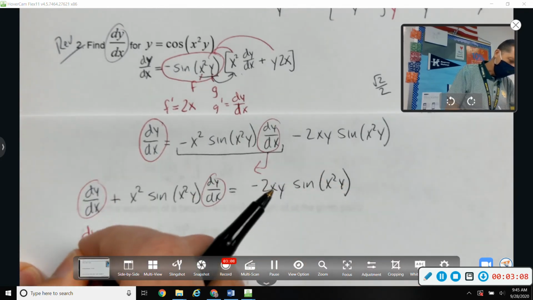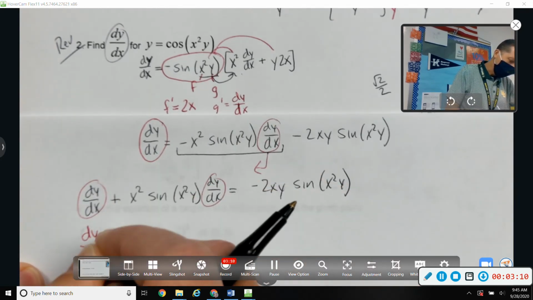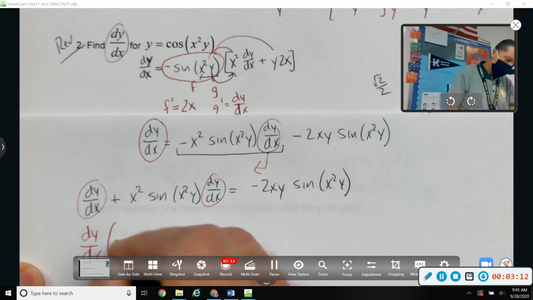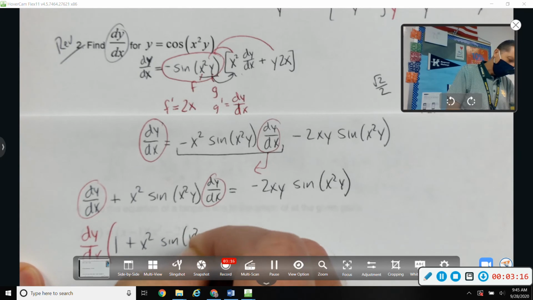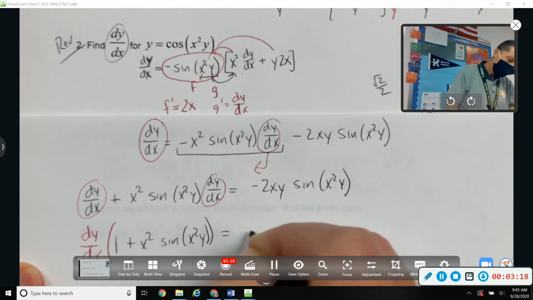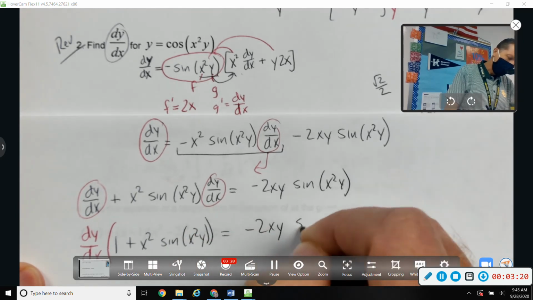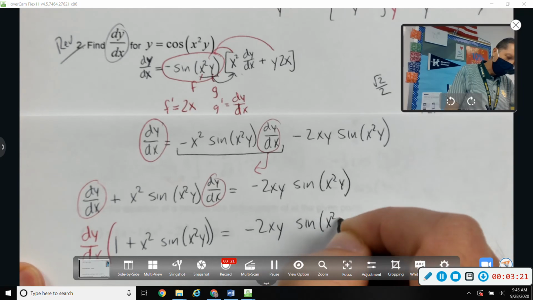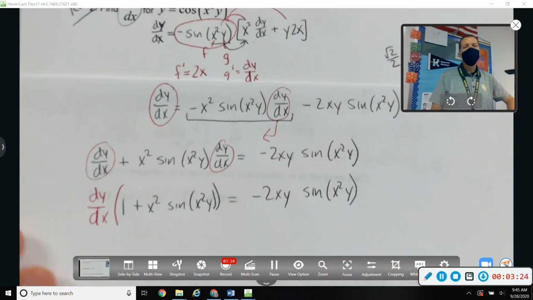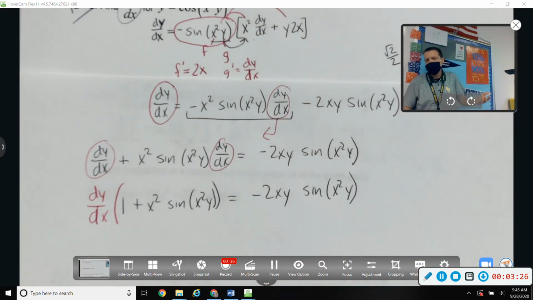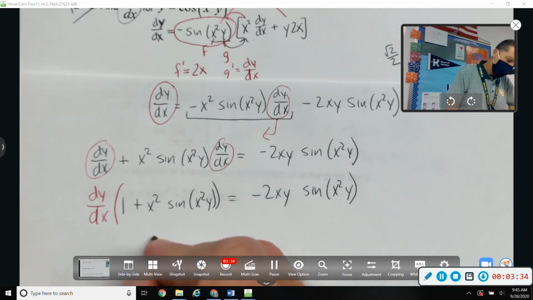So I'll factor out dy dx. I'm close now, though. 1 plus x squared sine of x squared y. Yeah, I'm almost there. This is complicated. I mean, the pieces are complicated, but the math isn't. Like, all the junk I'm writing is complicated, but the algebra to solve for dy dx is not that bad, says the calculus teacher.